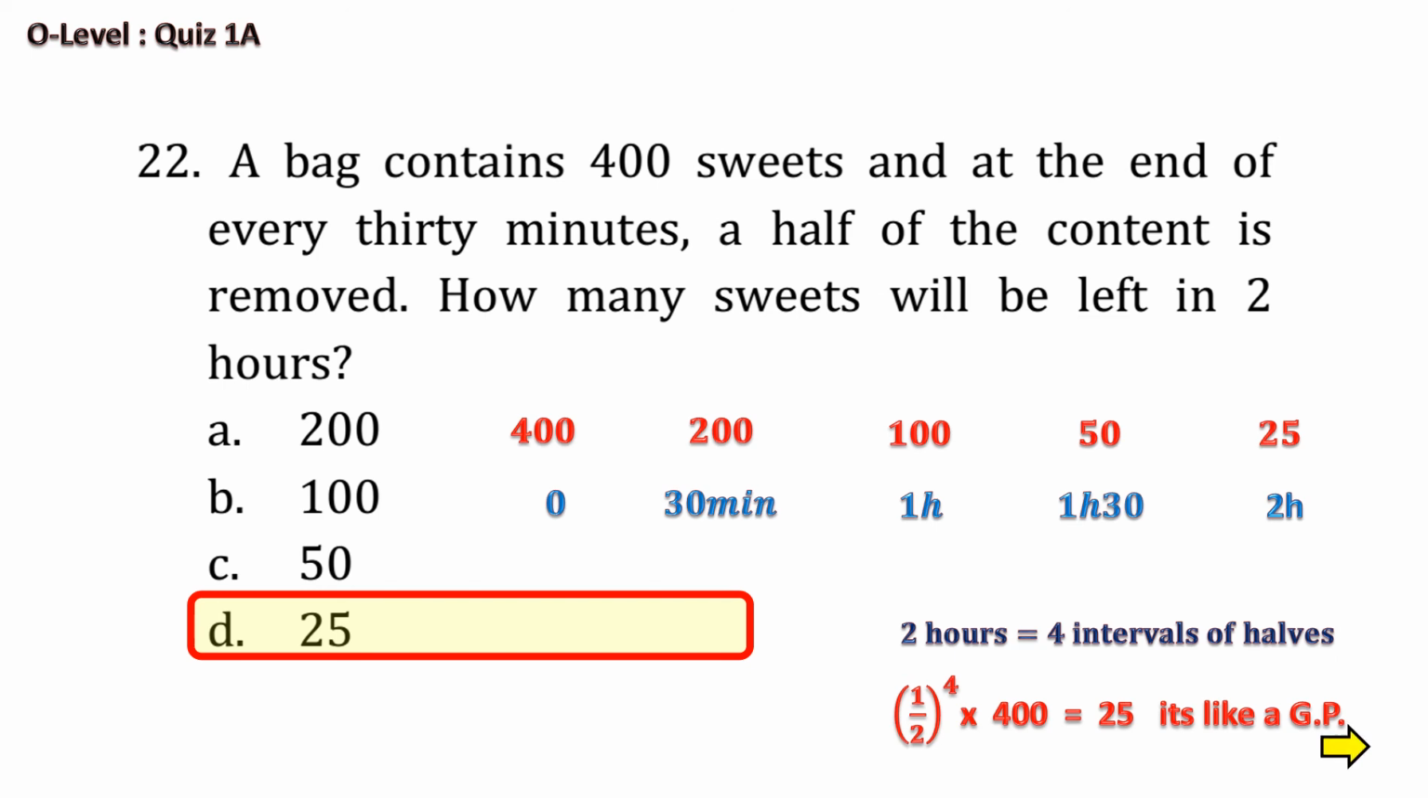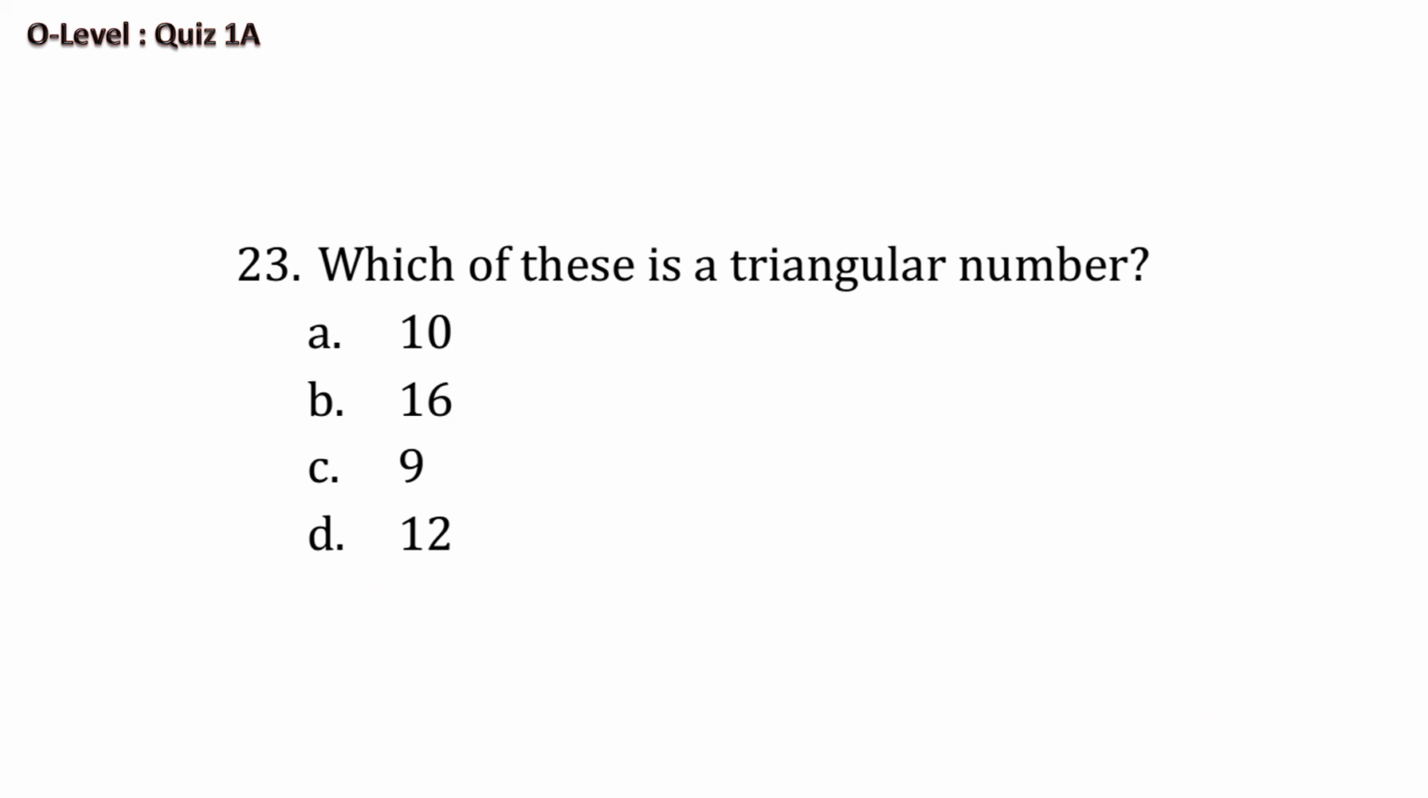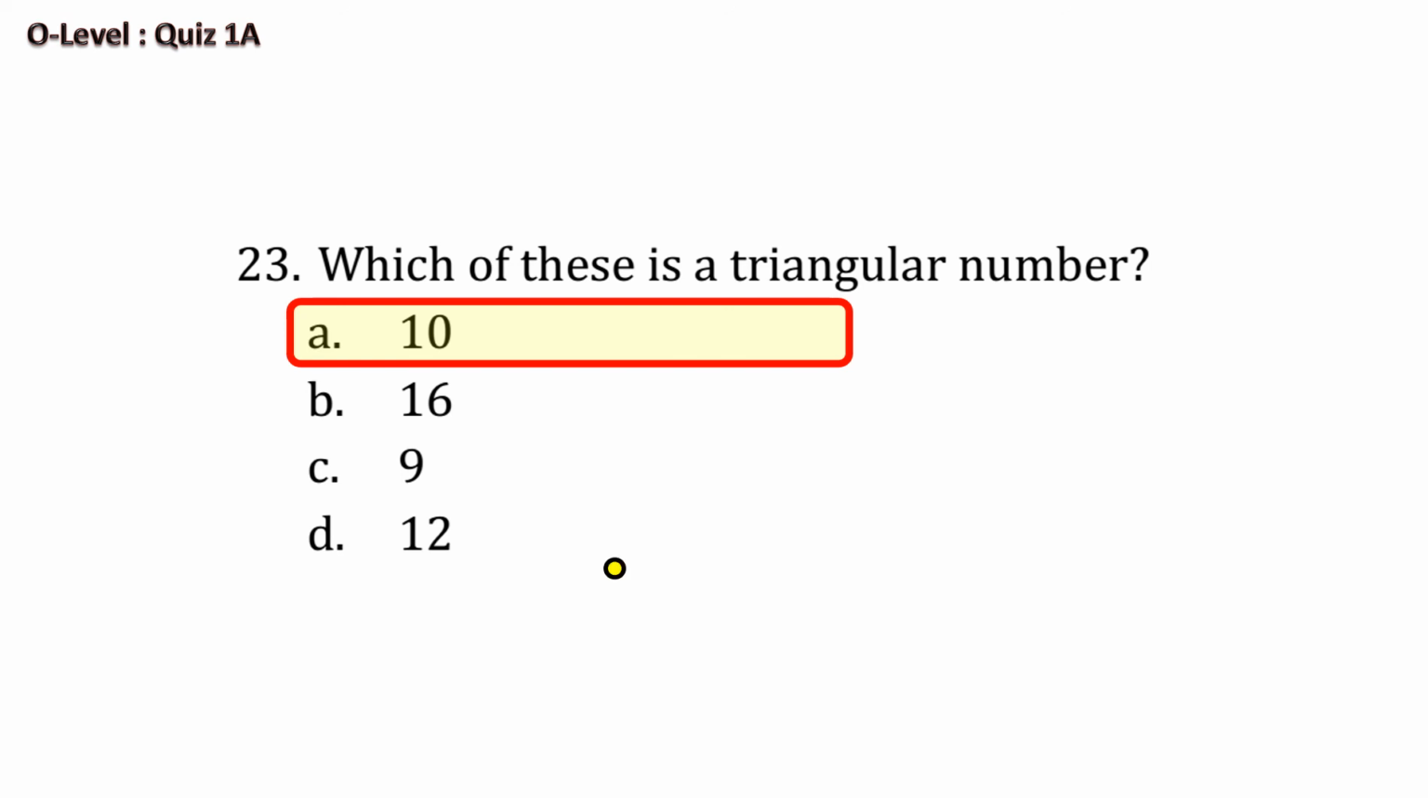Question 23, which of these is a triangular number? A triangular number is a number whose pattern can be represented using dots that forms a triangle. For example, let's take 10. You have 1, 2, 3, and 4. That gives us 10. It can be represented using a triangle.